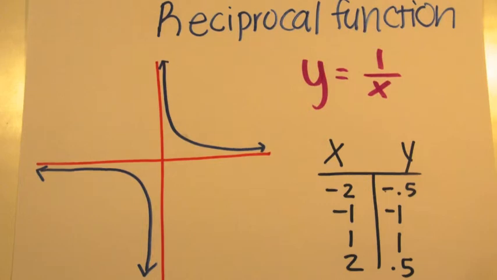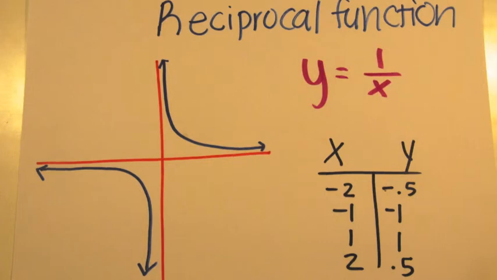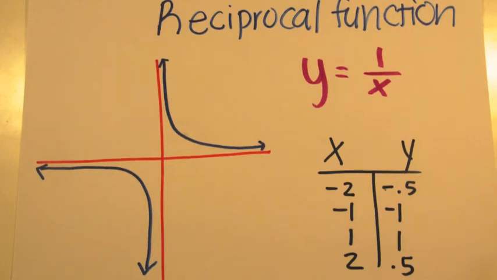The reciprocal function is symmetrical. It's symmetrical to the origin, which means that it's odd. This graph decreases from negative infinity to 0 and increases from 0 to infinity. There is no x-intercept, nor is there a y-intercept.